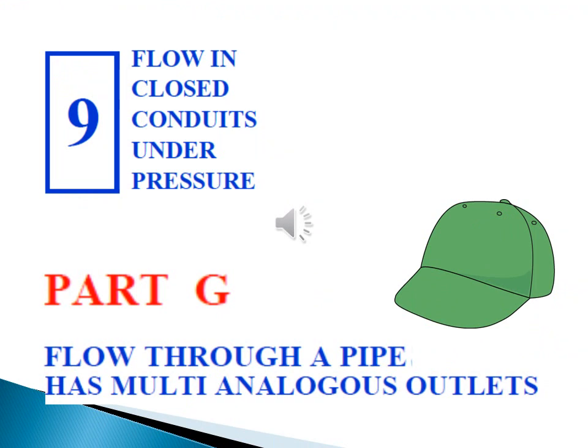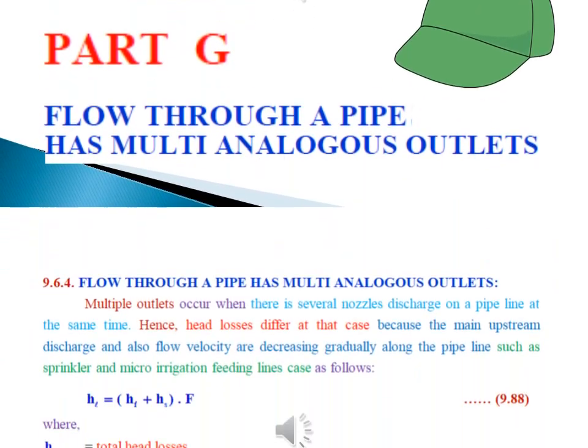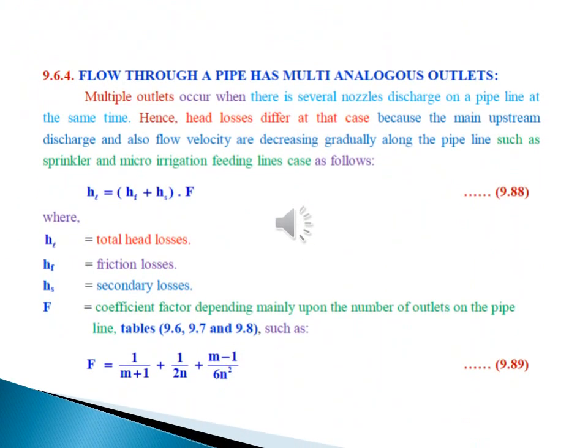My dears, continuing Chapter 9: Flow in closed canals under pressure. Part G: Flow through a pipe having multiple outlets. Multiple outlets occur when there are several nozzles discharging on a pipeline at the same time.